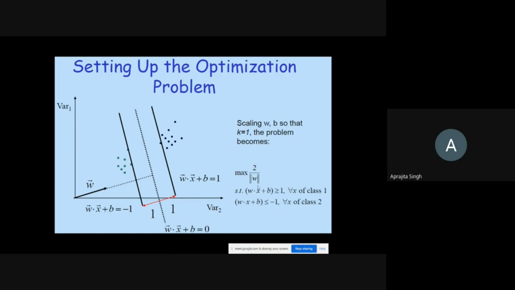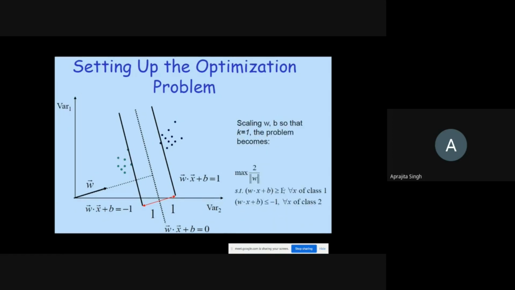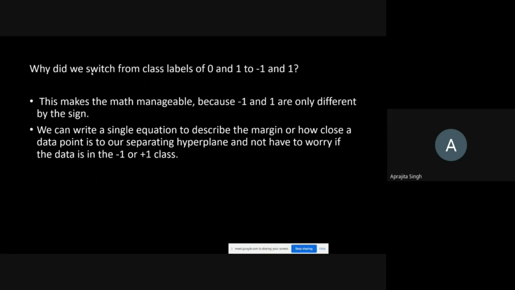2 divided by norm of w, and here also, instead of k, we get greater than or equal to 1, less than or equal to 1. Now this is actually easier to solve mathematically. That's why we have just brought it to this level. The explanation is given in Peter Harrington's book. Why have you reduced it to 0 to 1 instead of -1 and 1? Because it is easy to compute.